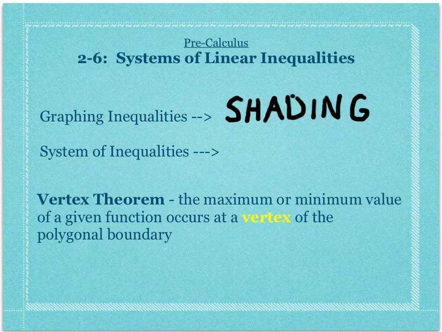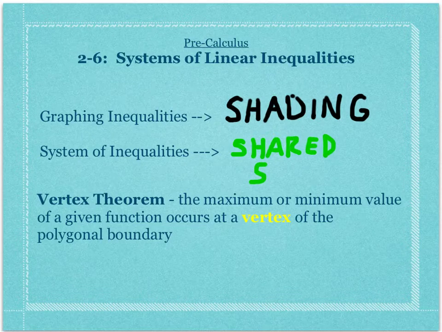Now in this chapter, when we talk about systems, we had systems of equations and now systems of inequalities. Again, anytime we have inequalities it'll be some shading, but when we look at our final answers it will not only be shading but shared shading. So there'll be a couple different regions that are shaded and we have to look at what is shared or what is common.